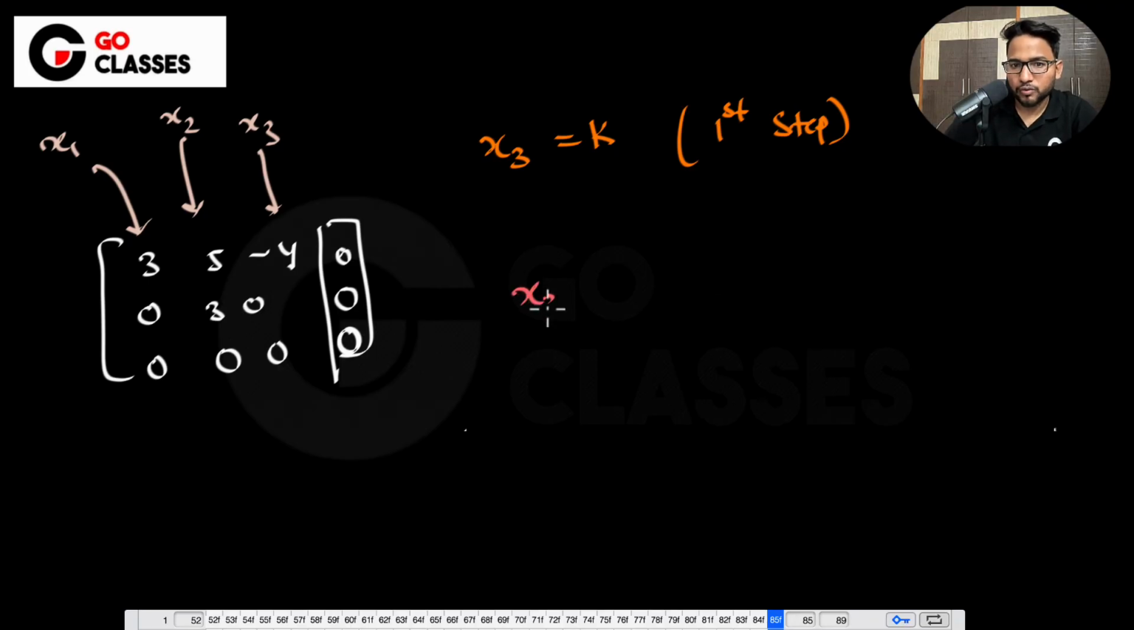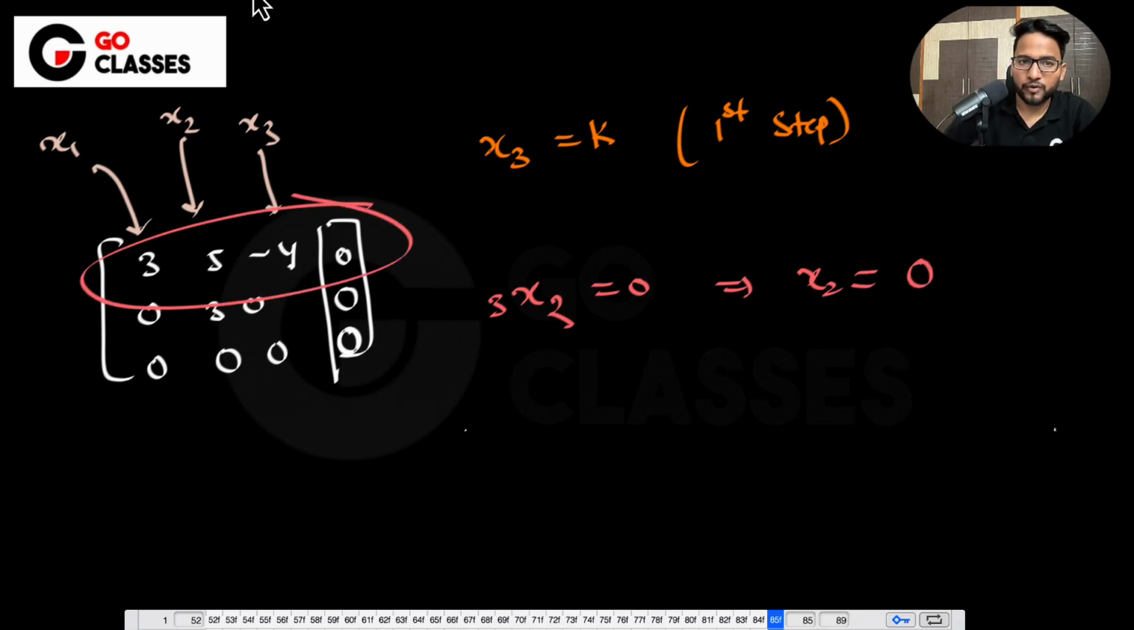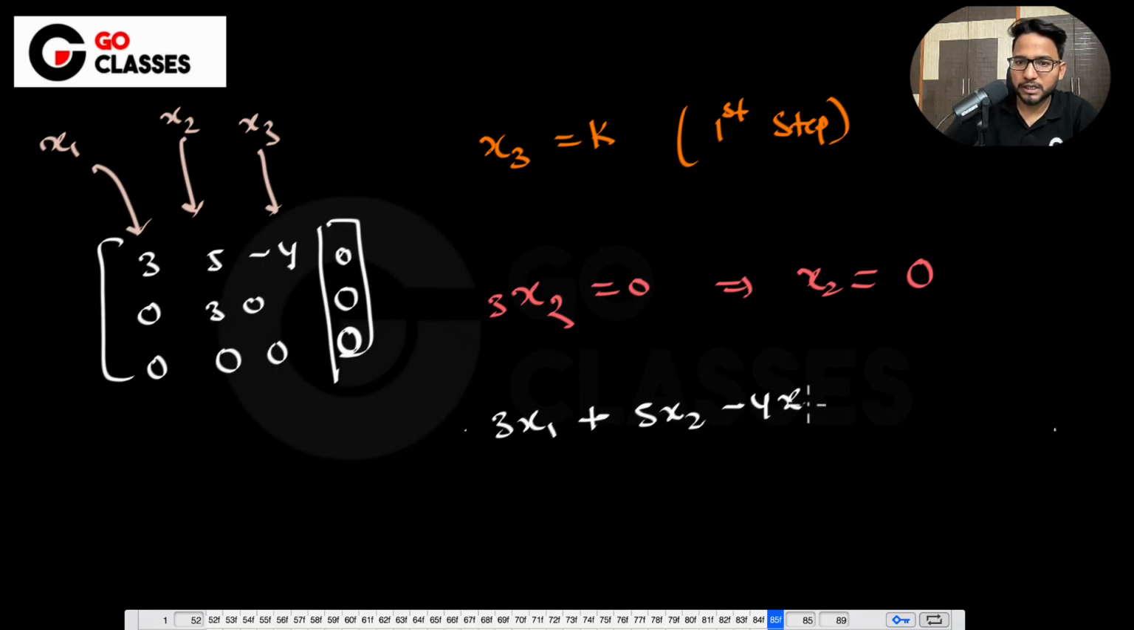Now x2, you can compute the value of x2 using this equation. So you can say 3x2 equal to 0, which means that x2 is equal to 0. Now you can compute the value of x1 from here. How? You can say 3x1 plus 5x2 minus 4x3 is equal to 0. By this time, you know the value of x2 and x3: x2 is 0 and x3 is k. So this is 3x1 and then this x2 is 0.